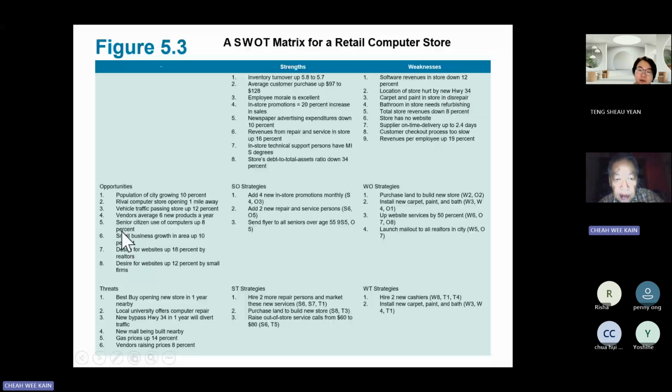Here I didn't put the weights and the ranking, but I think you can understand what I'm saying. So O3 is a very important one, with very high marks: vehicle traffic passing the store up to 12%. This is a good opportunity, and we can use our strength. Number 4, in-store promotion, 20% increase in sales.